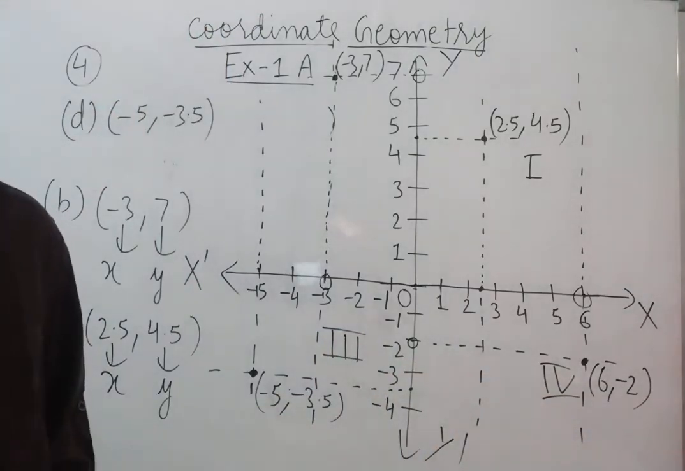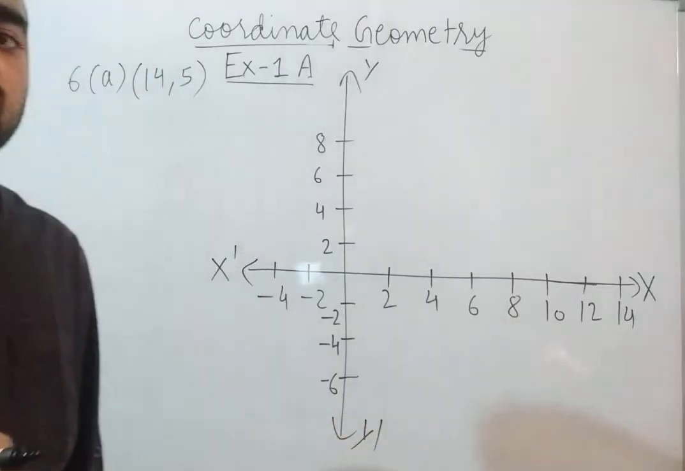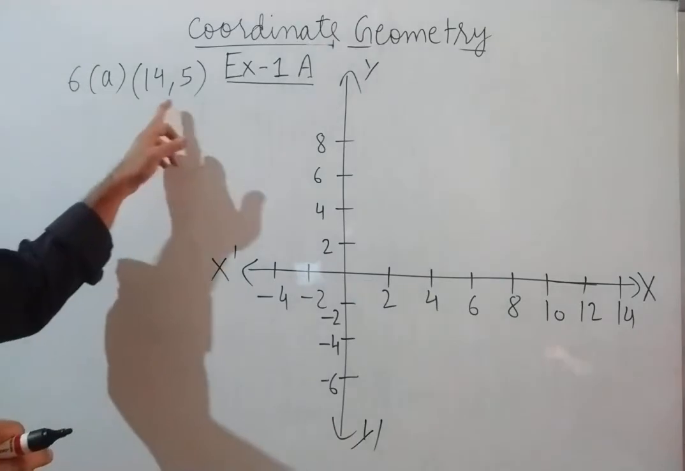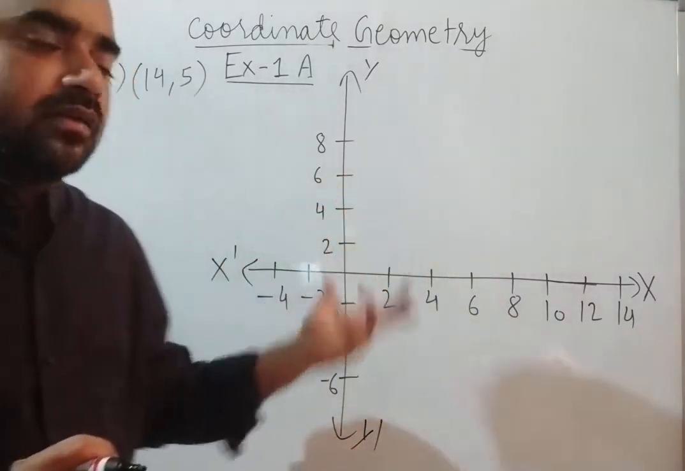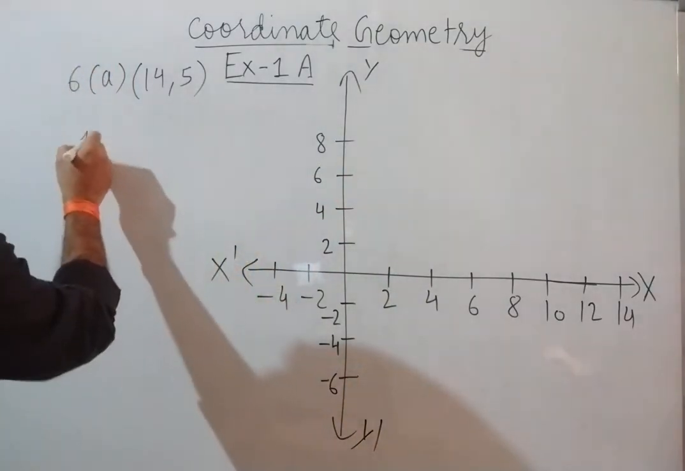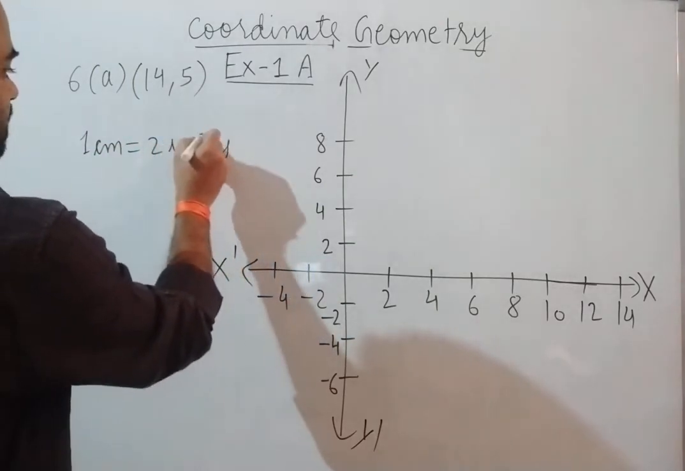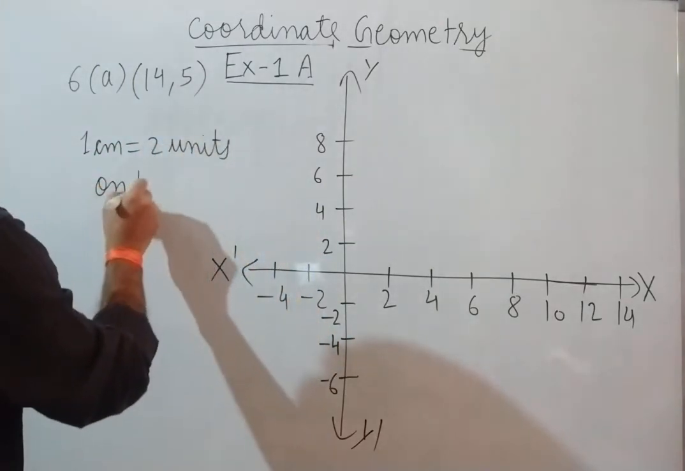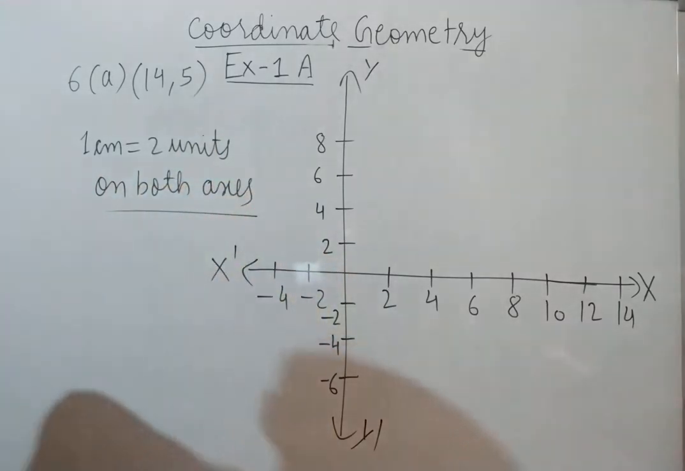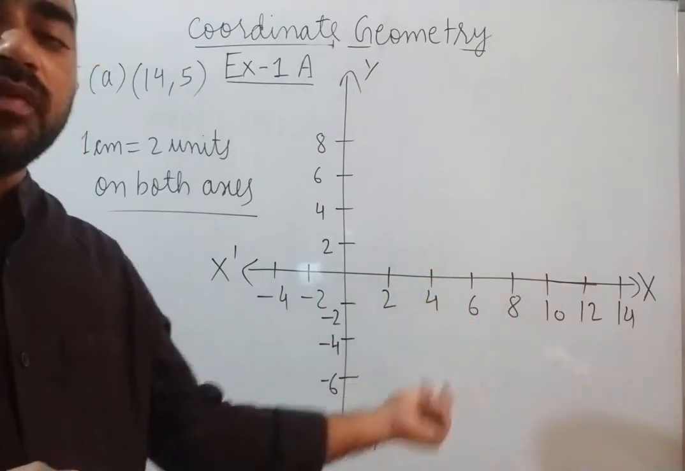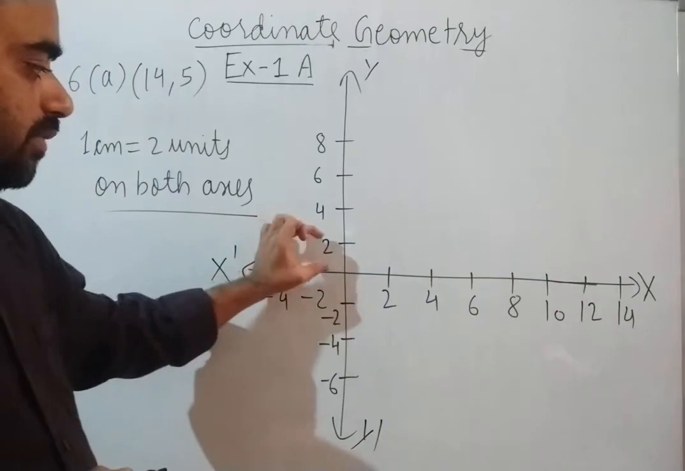Next is question number 6. First part 14, 5. See, the values are large, so we can take a scale. What can we take? We can take 1 centimeter is equal to 2 units on both axes. Correct? This is the scale. It means the gap of 1 centimeter will denote 2 units, 2, 4, 6, 8, 10 on both axes.